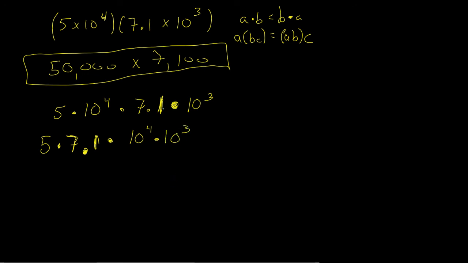Well, what that does for me is these have the same base. My law of exponents says if I have two things with the same base, I can add the exponents. So I can add these exponents and I get 10 to the 7th. So that's the back half of my scientific notation. And 5 times 7.1 is 35.5. Look how much quicker that was than the long multiplication we did.